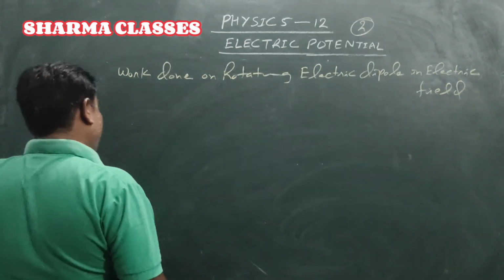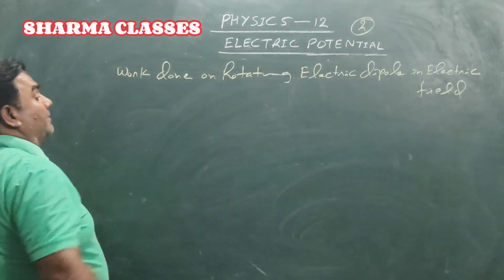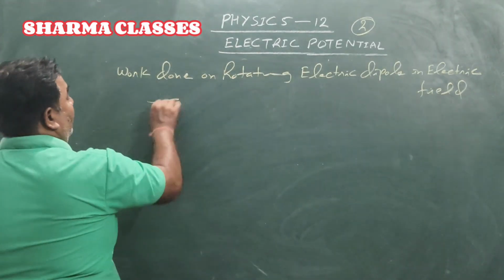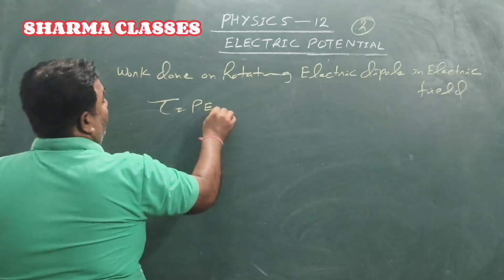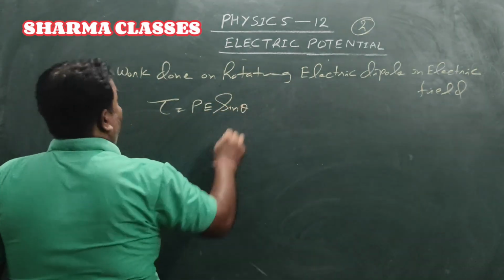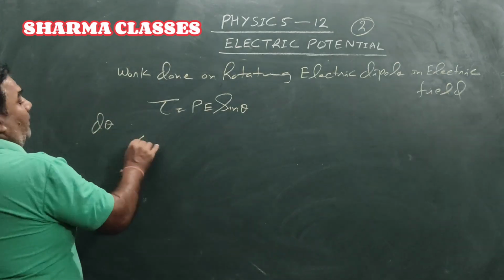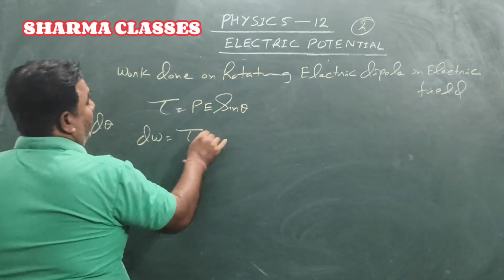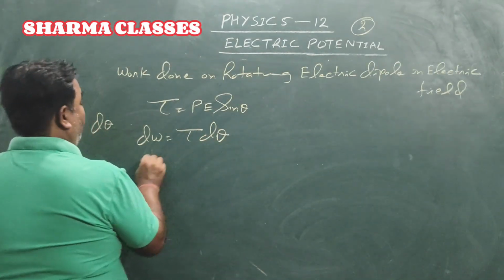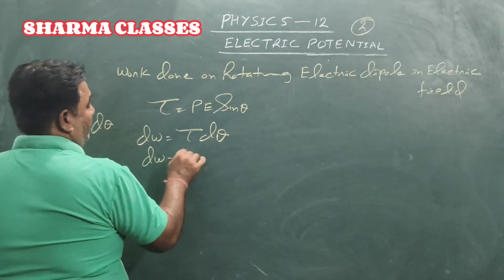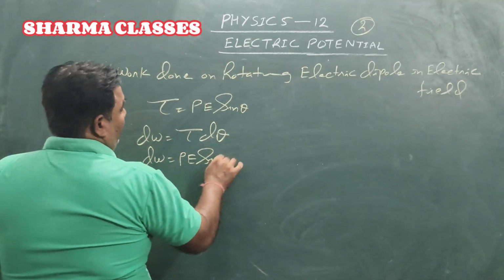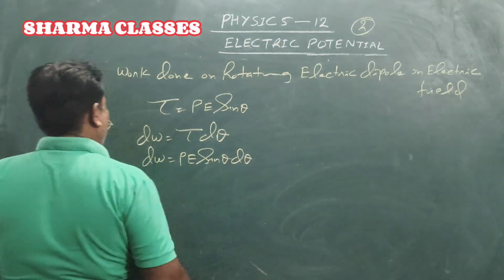We know that when any electric dipole is placed in an external electric field, a torque acts on it: tau is equal to P E sin theta. You know that. When we rotate it by a small angle d theta, the small work done dW is equal to tau into d theta. So dW is equal to P E sin theta d theta. This is the small work done.